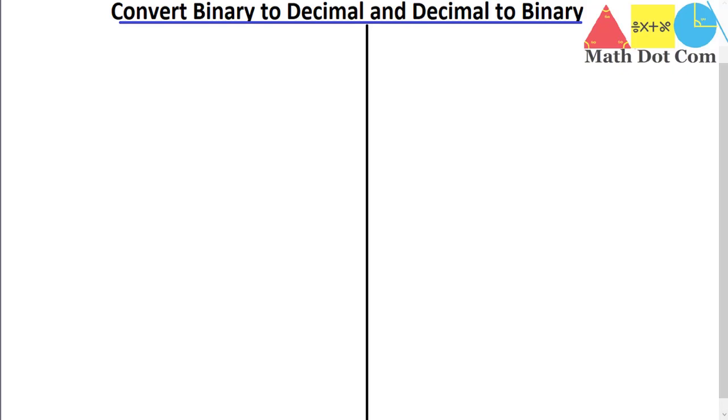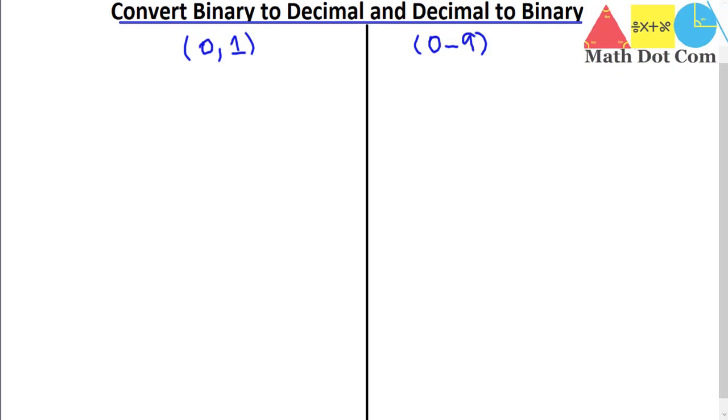So let's start. In the binary number system we have only two numbers, 0 and 1, and in the decimal number system we have numbers 0 to 9. Keep this in mind that these systems are restricted to these numbers. So we have to convert the 0 and 1 system to the 0 to 9 system.